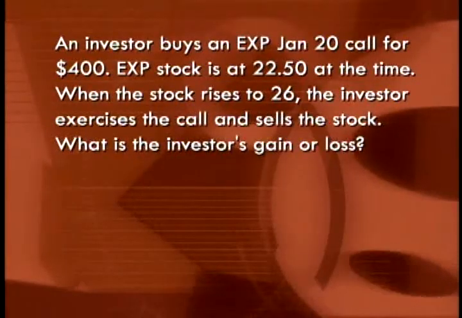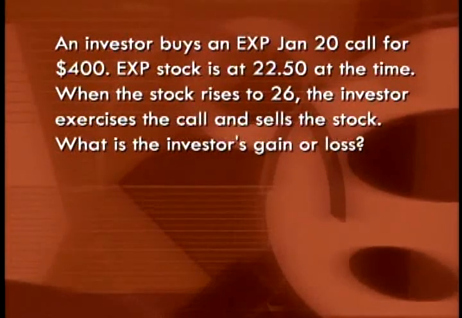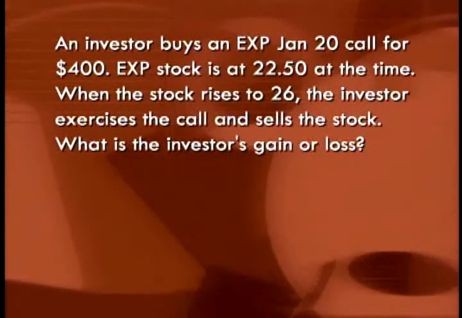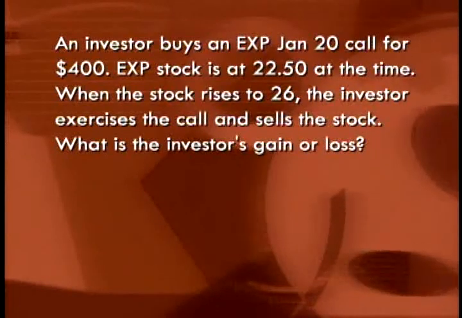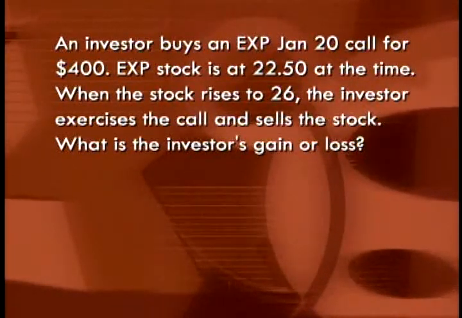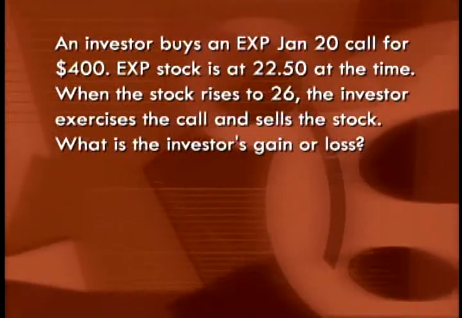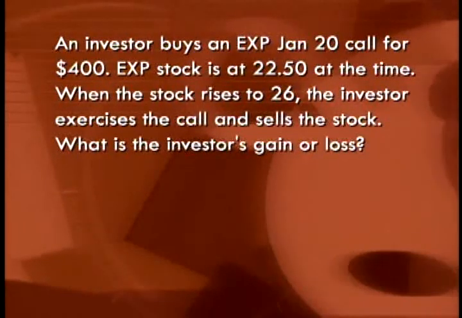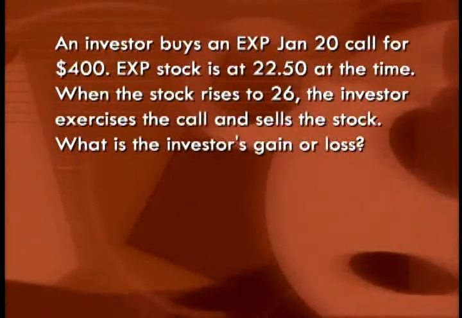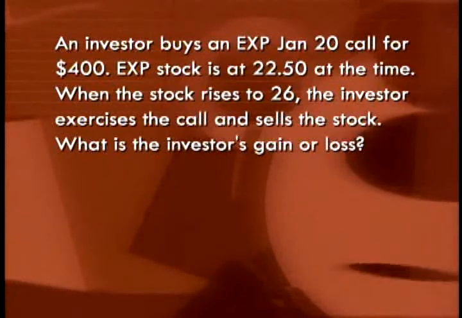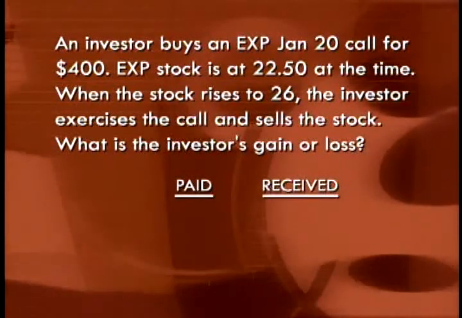In this case, we're buying a call for $400 with a $20 strike price. The stock is at $22.50. Later, the stock rises, and then the investor exercises the call and sells the stock. So notice already that there are a lot of things going on in the problem, and we need to keep track of all of them. The eventual thing that we have to find is clear: the gain or loss. Now, the words, "what is the gain or loss?" would lead us to set up this T-chart.